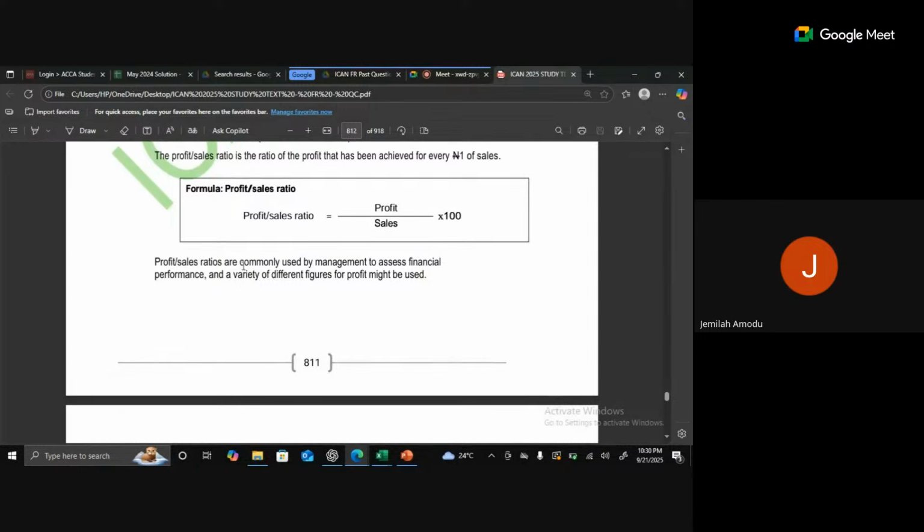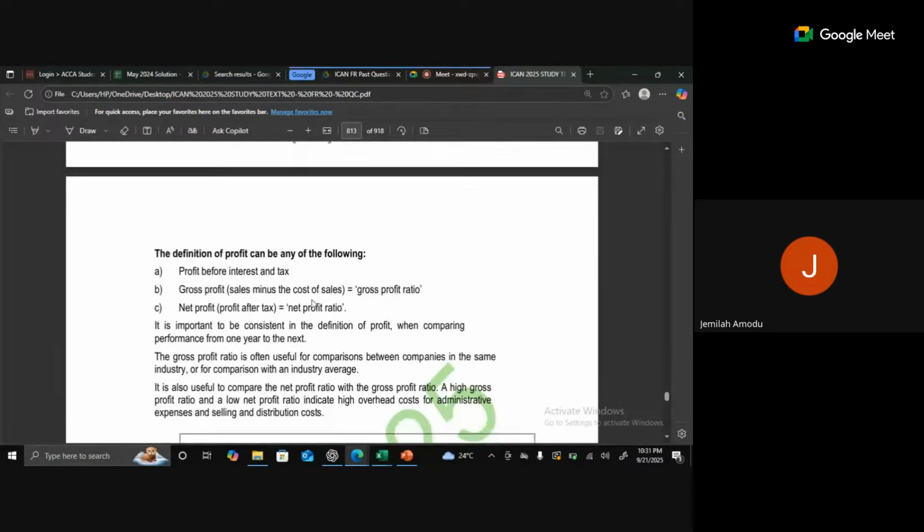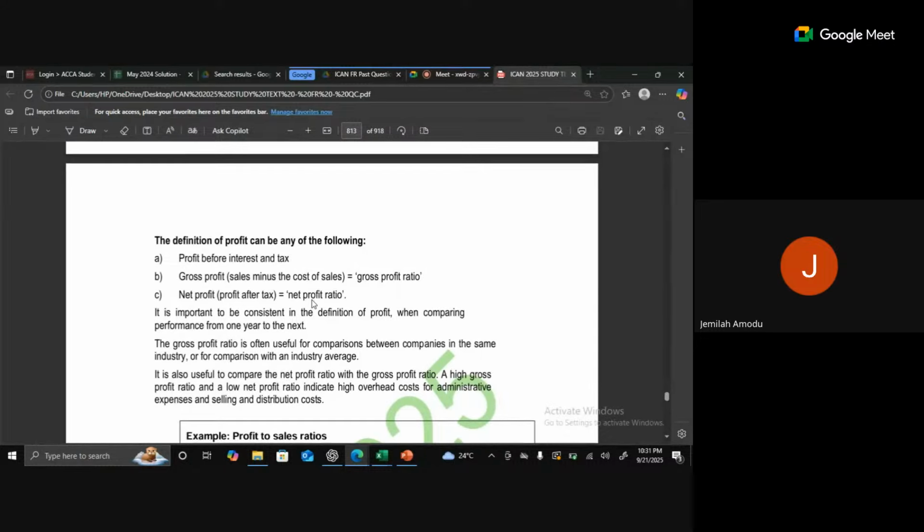They say profit sales ratios are commonly used by management to assess financial performance, and a variety of different figures for profits might be used. When they say profits, they are not specific as to whether you would be using profit before tax or profit after tax. You can use different types of profit depending on what you want to achieve. You can decide to use profit before tax or profit after tax, whichever is suitable, and what you're looking at will determine the one you use.